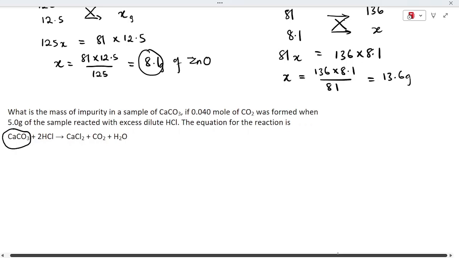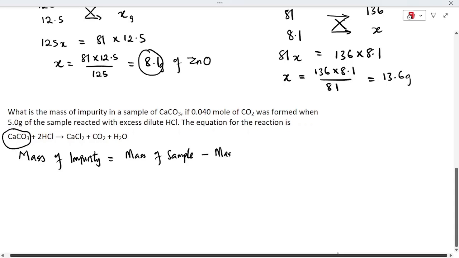And that's the reason why it is very simple to say that the mass of impurity is equal to the mass of the whole sample, because the sample contains both calcium carbonate and the impurity, minus the mass of calcium carbonate, which we are going to get from this question. So now, let us calculate the mass of calcium carbonate and take it out from the mass of the whole sample, which is 5 grams.